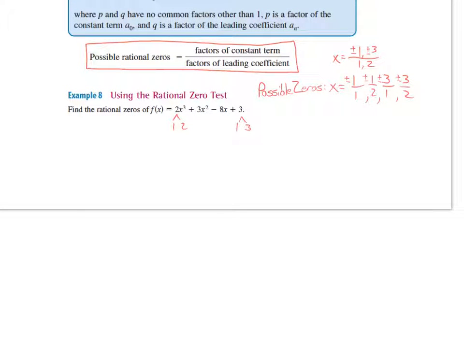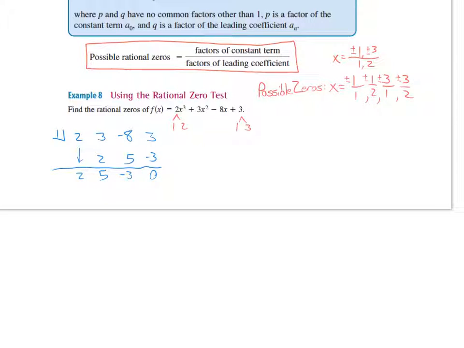So let's start with one of these. I like to just start with the integers because they're easier to work with. All right, so let's set up our synthetic division. We're going to try 1 first. We have 2, 3, negative 8, and 3. So we bring down, multiply up, bring down, multiply up, bring down, multiply up, bring down. And guess what? The remainder is 0. So 1 is a zero. 1 is one of our zeros.